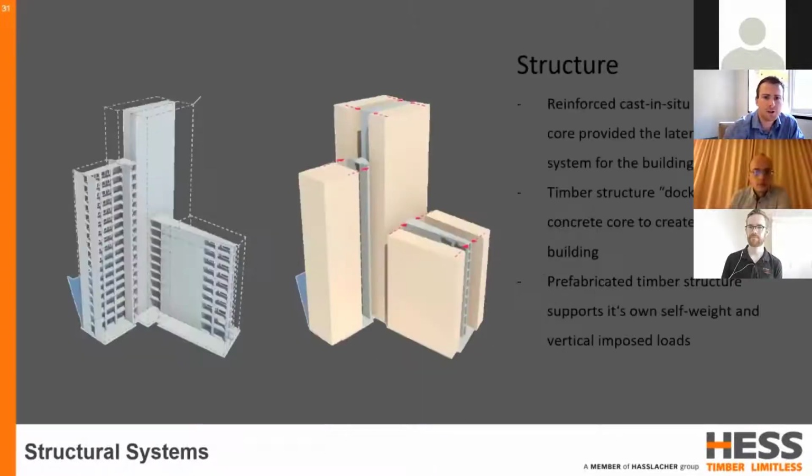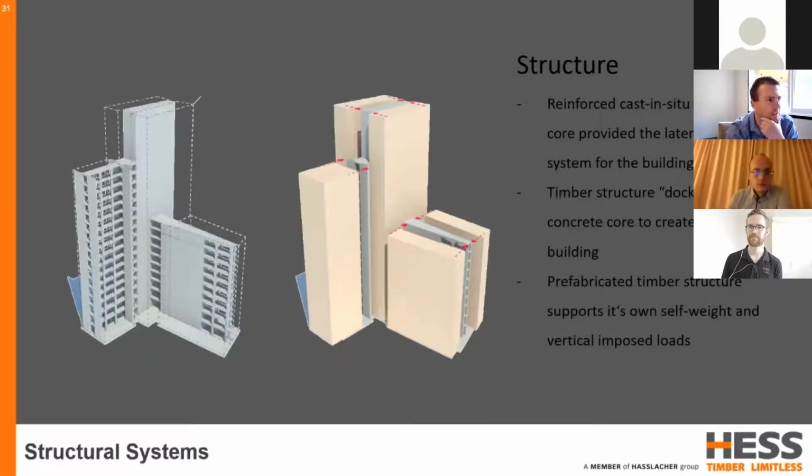So the lateral restraint is taken up by the concrete core. So both X and Y direction on the left here, this is the split out of the concrete. The timber structure then is horizontally docked to the side of the concrete core, which then provides the vertical load and self-weight of the structure. So like I mentioned before, the timber itself spans the entire height of the building.